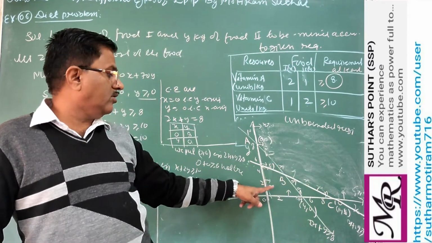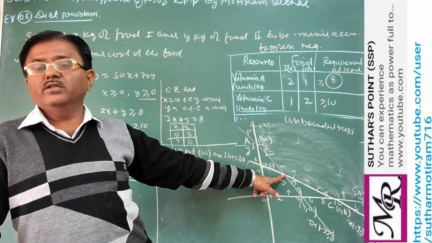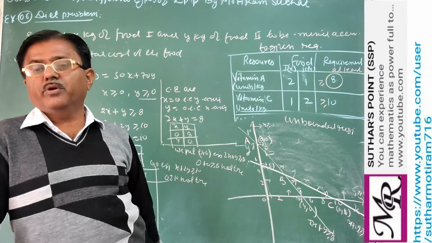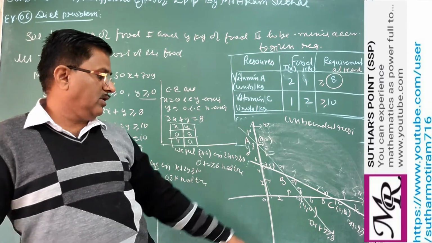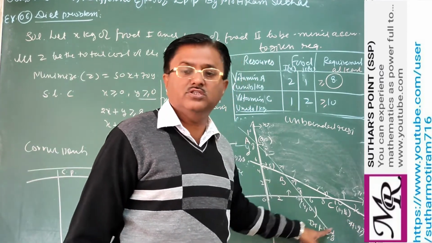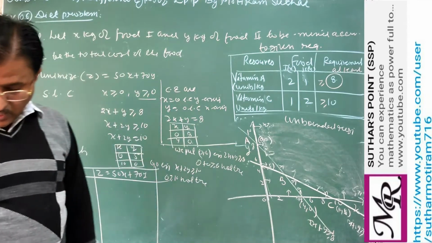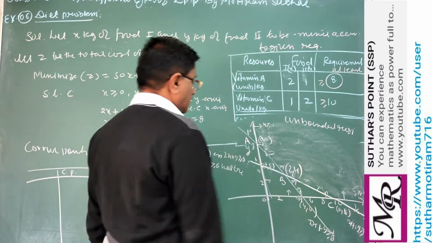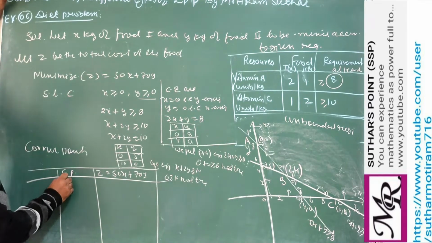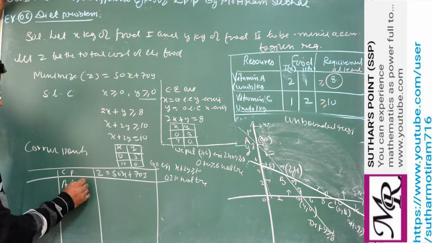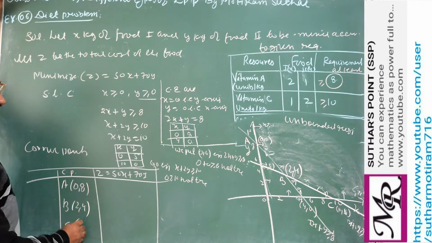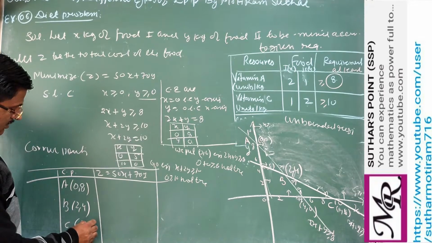Now the coordinate of B, either you can find from the graph. If you are drawing the figure on graph paper, you can easily find it. Otherwise, you can solve the equations of these two lines, and that will give you 2, 4. The coordinate of B is 2, 4. So now put all these points: A 0, 8, B 2, 4, and C 10, 0.